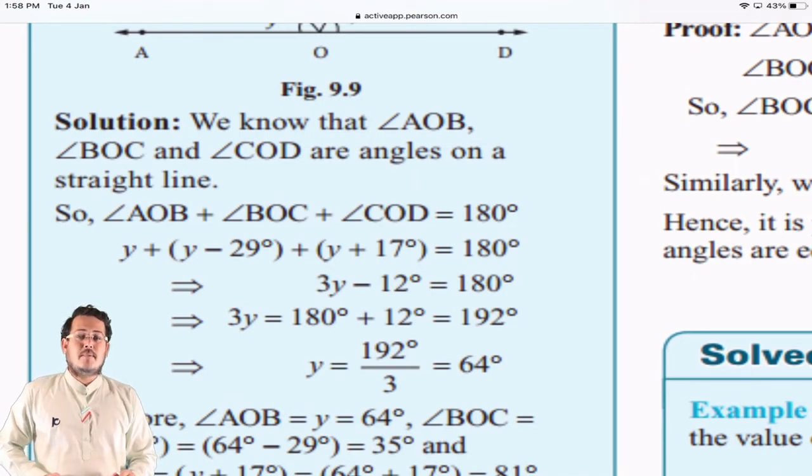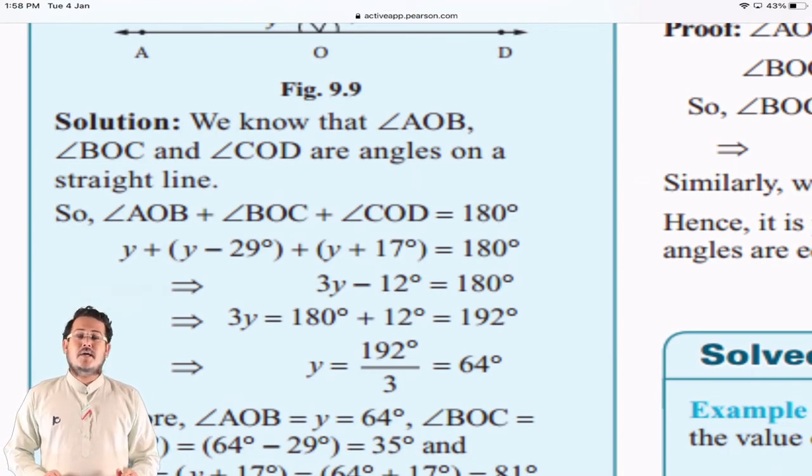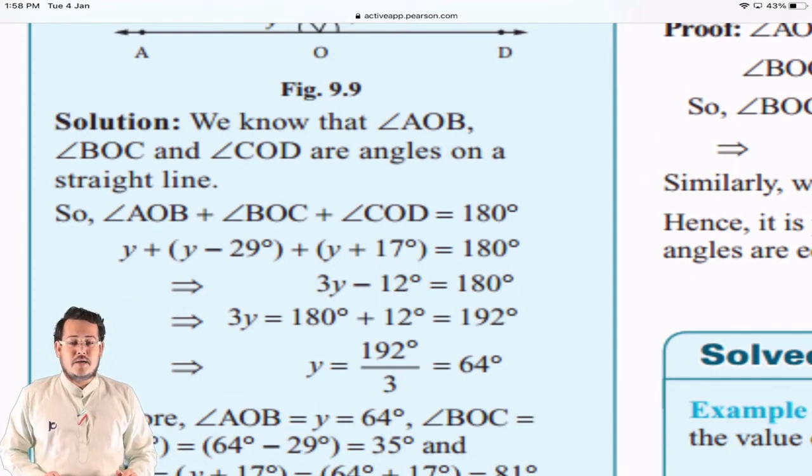So y plus y plus y, we are having 3y, 17 and minus 29. Addition and subtraction will become the subtraction operation. So 29 is a bigger number, bigger minus smaller, 29 minus 17, I am getting 12 as the answer. As 29 is a bigger number having a sign of negative, so I will put negative sign. So 3y minus 12 is equal to 180 degree.